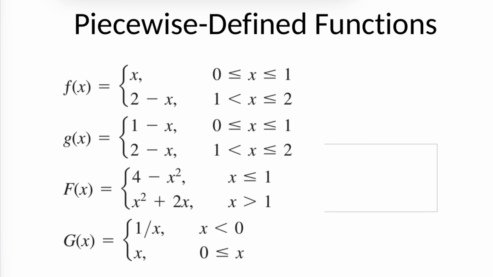So today we'll see piecewise defined functions. What are piecewise defined functions? We define the function in some intervals. You can see that f(x) is defined as x for the interval x varying from 0 to 1, but it is defined as 2 minus x for the interval 1 to 2.